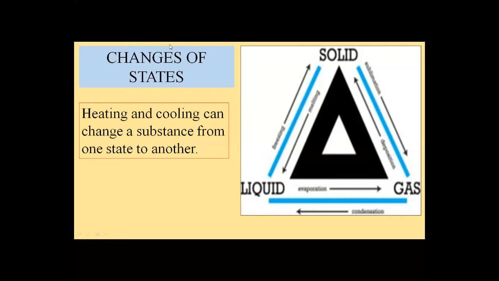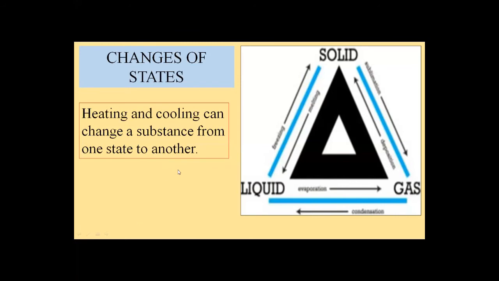So, students, ice is the solid state of water, water is the liquid state, and steam is the gaseous state of water. So heating or cooling can change the state of matter. I repeat that ice is the solid state of matter, water is the liquid state, and steam is the gaseous state of water. So heating and cooling can change a substance from one state to another. There are many changes of state in matter. One by one, we have to discuss them.